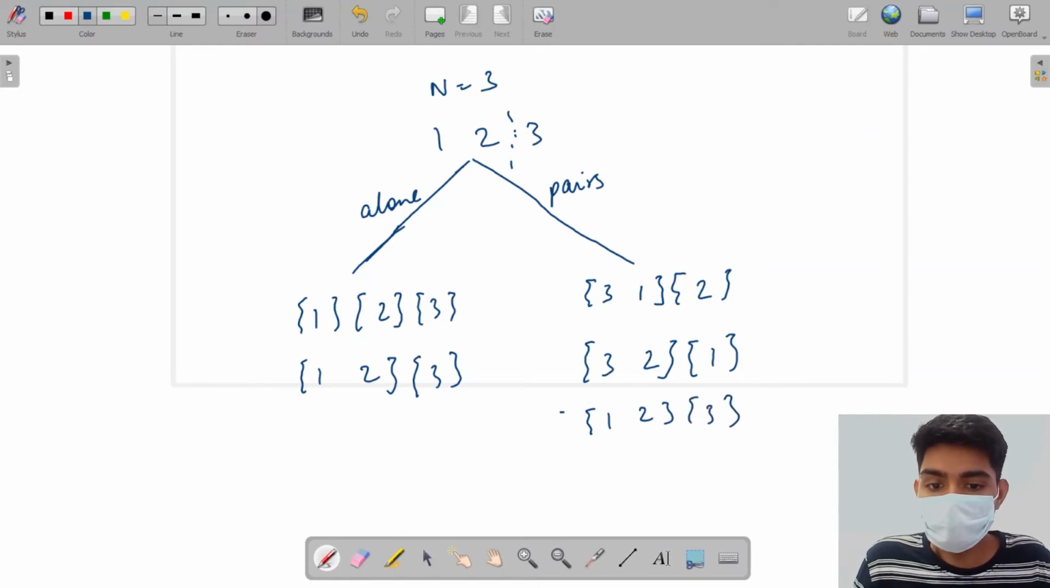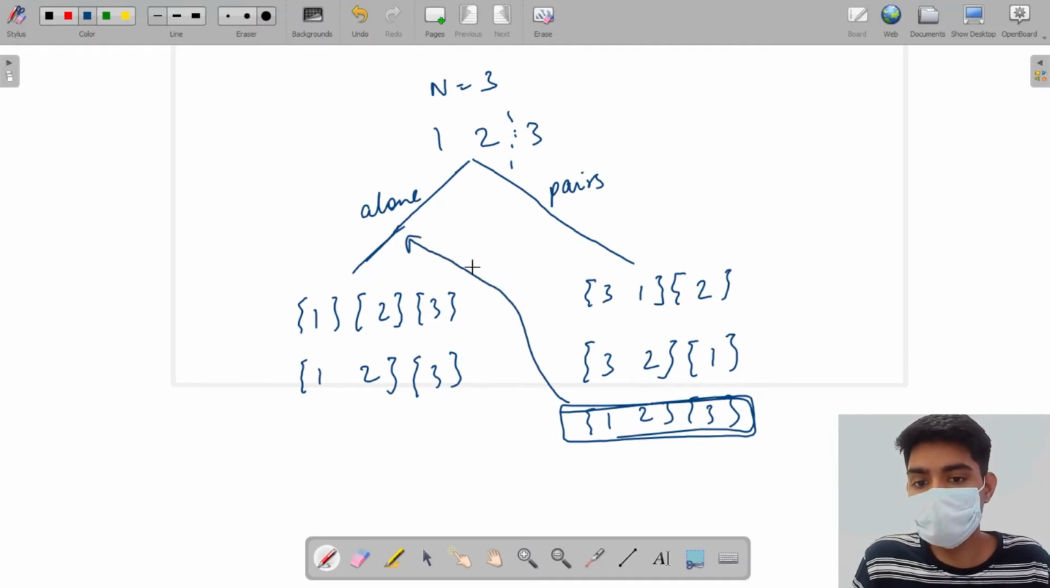But this has only been the way if 3 goes alone. I've already written this here. This is the same thing.